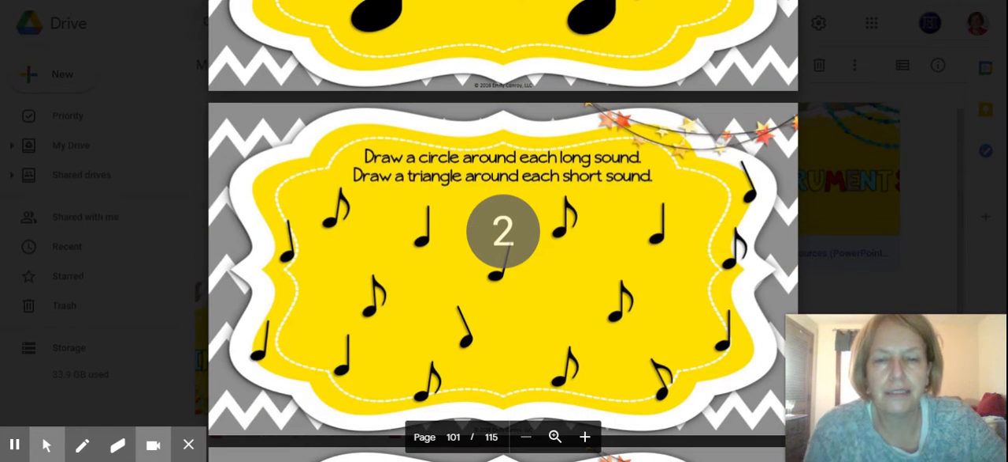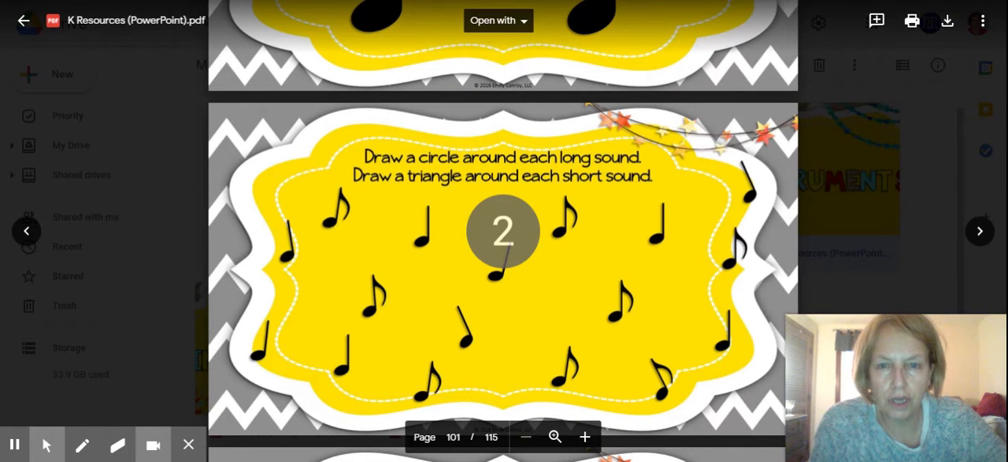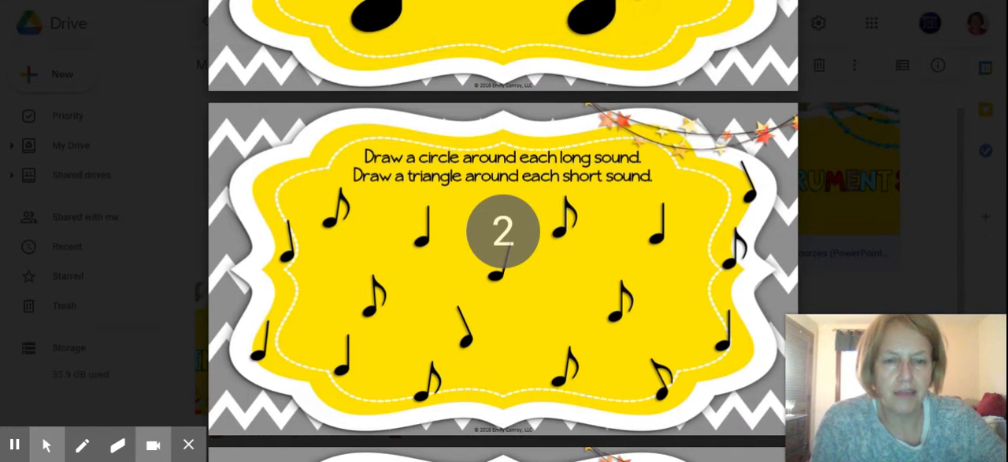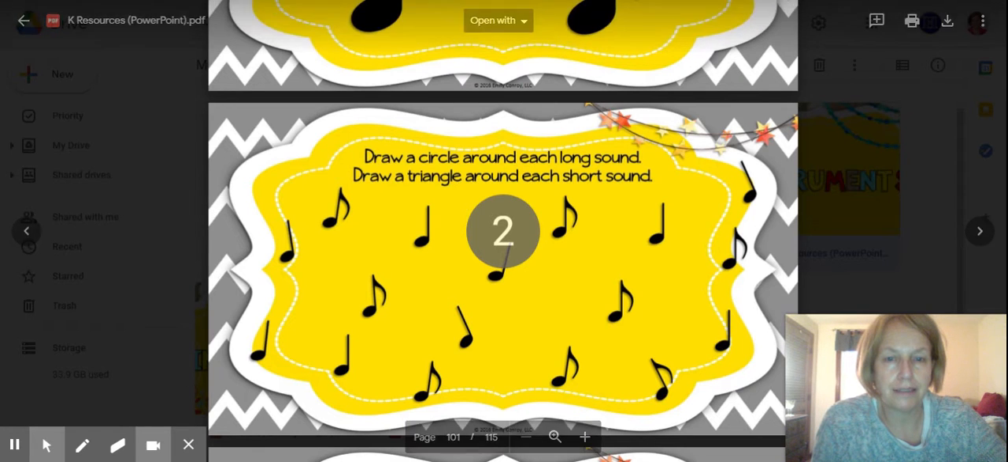Here's another exercise. If we drew a circle around each longer sound, so the quarter notes are the longer sounds, and the eighth notes are the shorter ones.